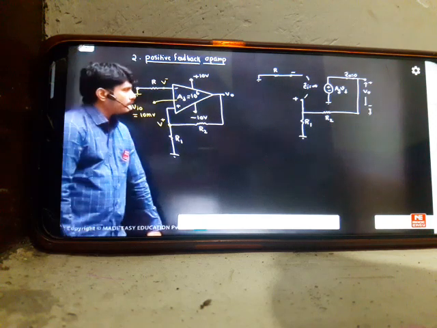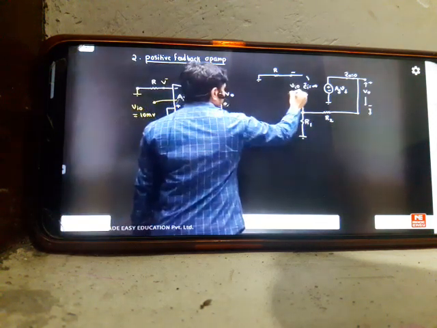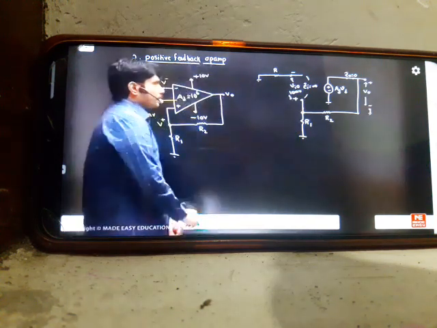Now if I ask you, what is this voltage? What is this voltage? This is already inside. Some V_io is there, 10 millivolts suppose, the difference between V minus and V plus. The offset is there.